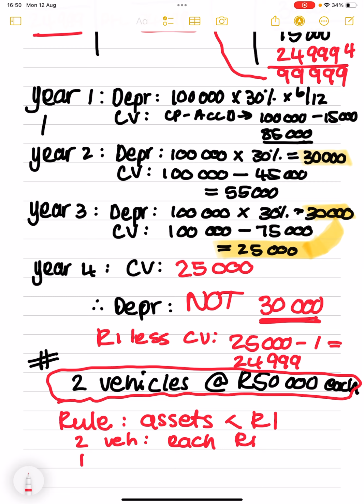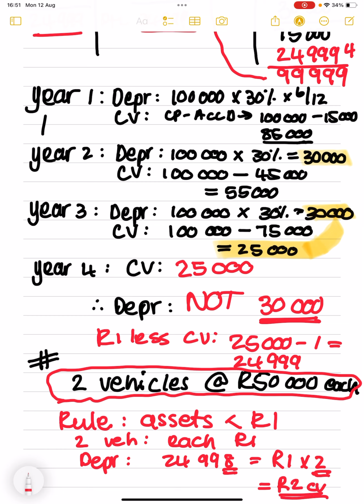So the depreciation for the last year will then just be 24,998, because I now need to have two 1 Rand rules. There are two vehicles, each worth 1 Rand, and that is why the depreciation for the last year is 24,998 and your carrying value will then be 2 Rand because there are two vehicles. So that is just a special case that they can add to it.